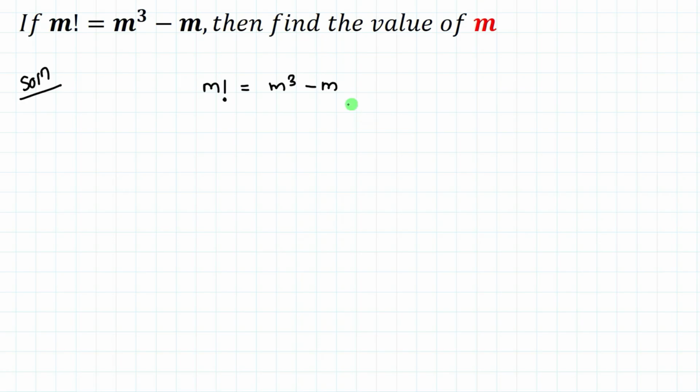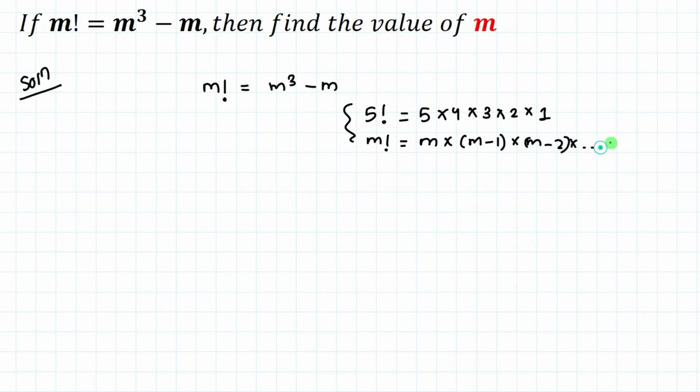As we know, factorial is nothing but the product of all positive integers. Suppose we have 5 factorial, then 5 factorial is 5 multiplied by 4 multiplied by 3 multiplied by 2 multiplied by 1. And m factorial can be written as m multiplied by m minus 1, m minus 2, and this will continue until 1. Another thing to understand: 5 factorial can be written as 5 multiplied by 4 factorial. Similarly, we can write m factorial as m multiplied by m minus 1 factorial.